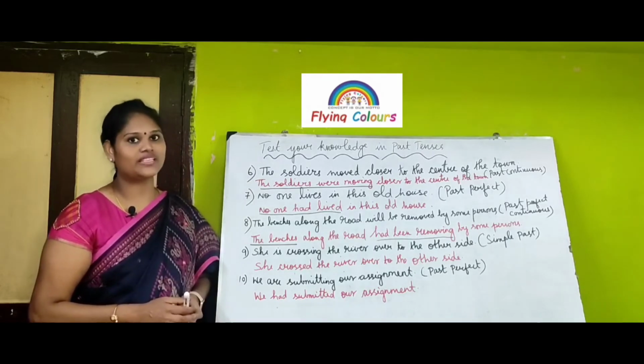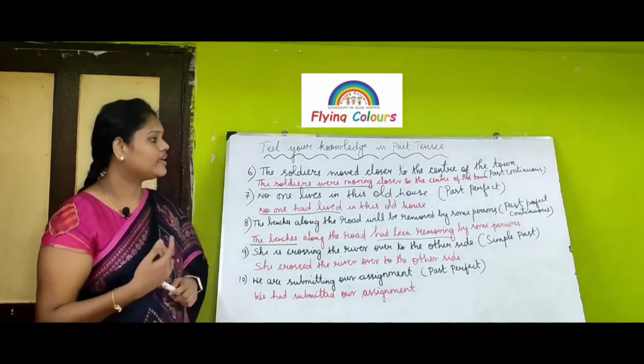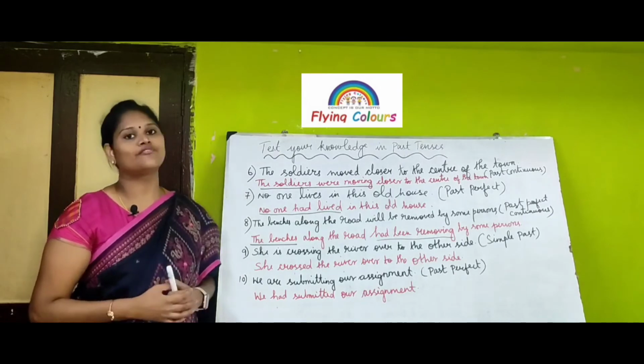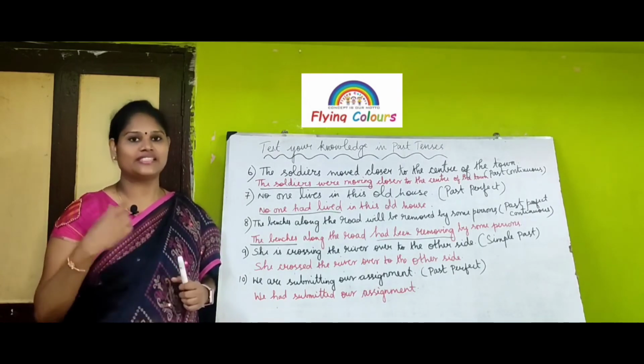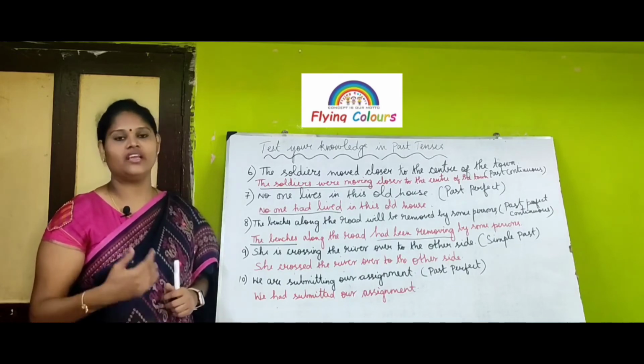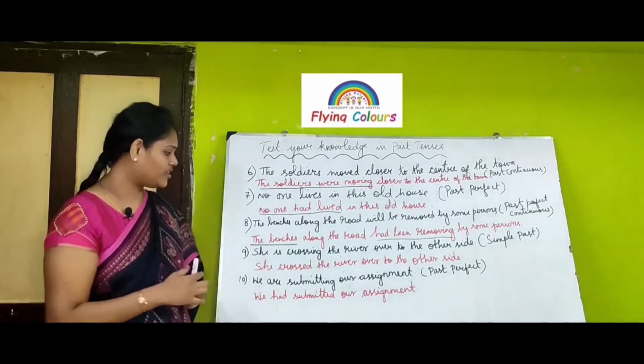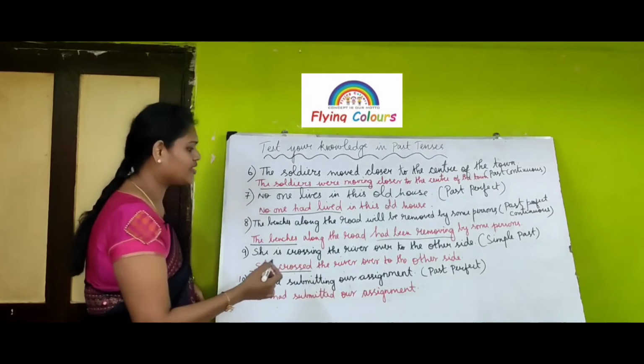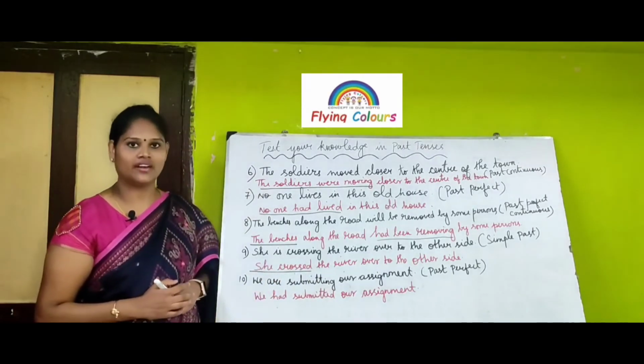Sentence, she is crossing the river over to the other side. Change it into simple past. The formula for simple past is subject plus base form of the main verb. Here subject is she, so crossed. She crossed is the simple past. She crossed the river over to the other side, right?